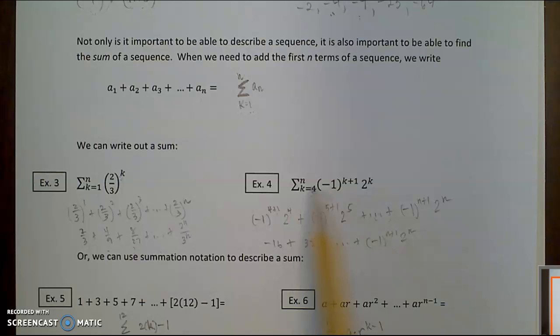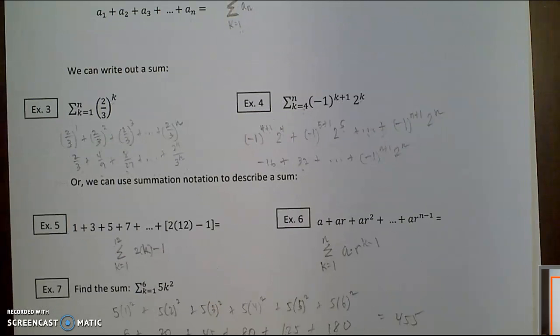If we want to find the fifth term, we're going to plug 5 in for k. So here I am plugging 5 in for k, doing the math. I get 32. Alright, so we're going to keep doing that all the way out to the nth term. So I'm going to plug n in for k, and we get this. Okay, so we're adding -16 plus 32 plus, right, so on all the way out to the nth term.